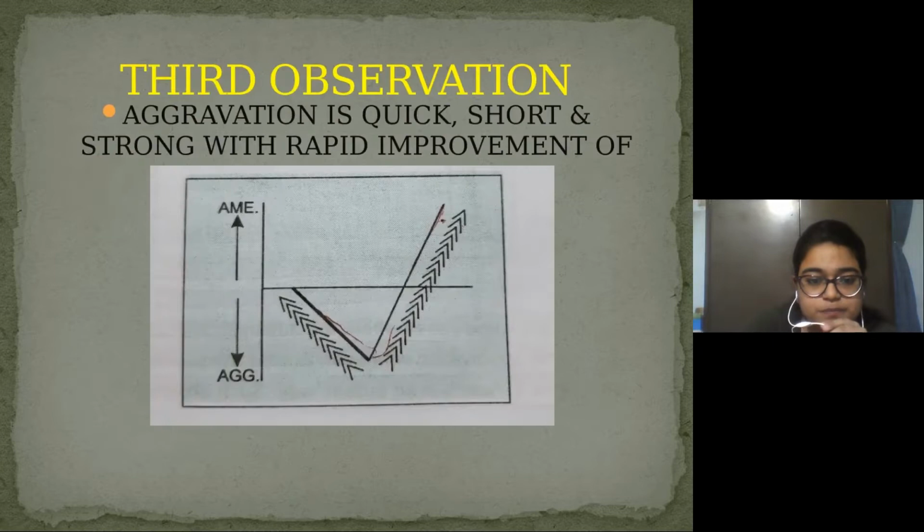So now comes the third observation. The third observation is aggravation that is quick, short, and strong, with rapid improvement of the patient. Here also aggravation occurs, but it is for a short period of time, strong and quick, with rapid improvement of the patient. From this graph, there is the aggravation, which is short, quick, and strong, and then rapid improvement. So the graph is going towards amelioration.